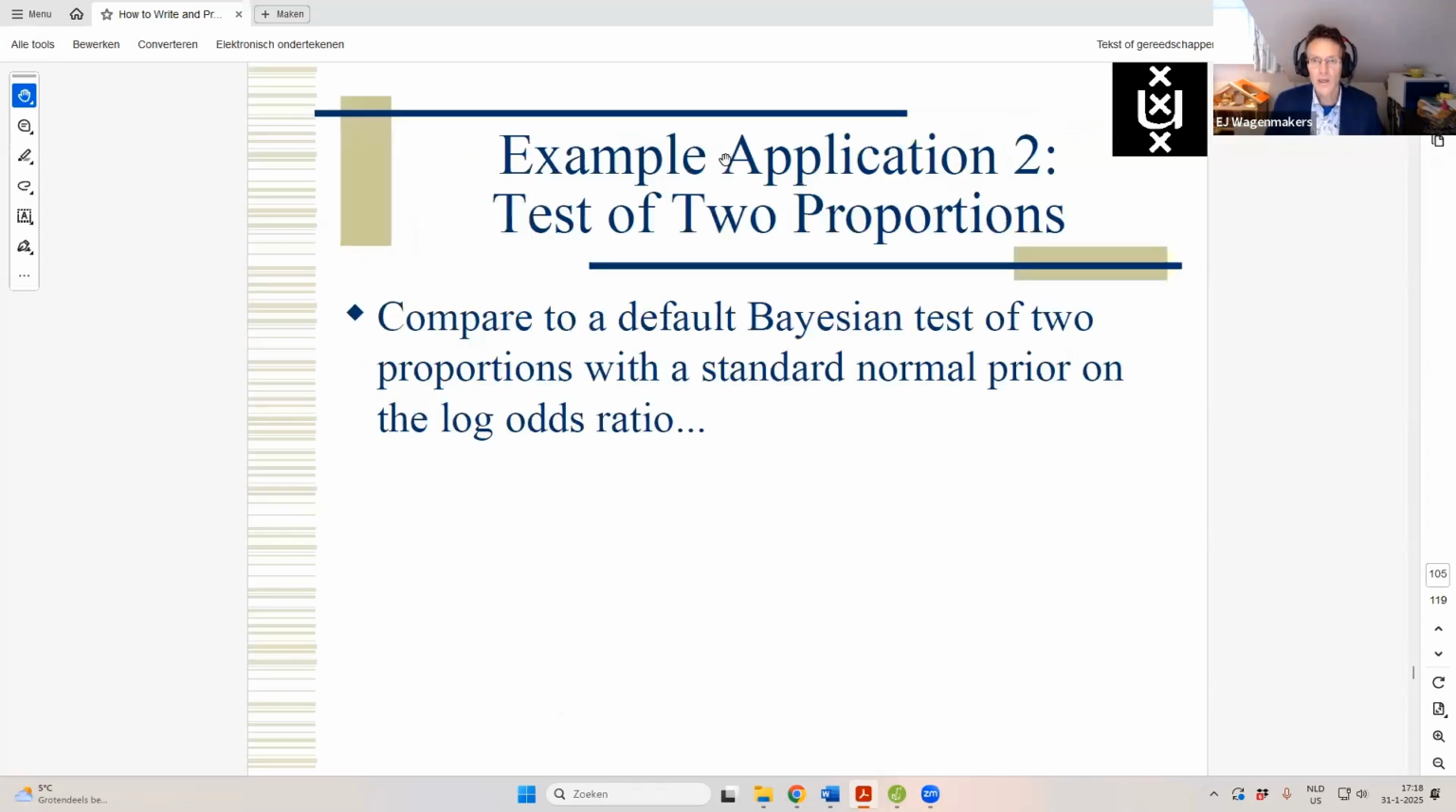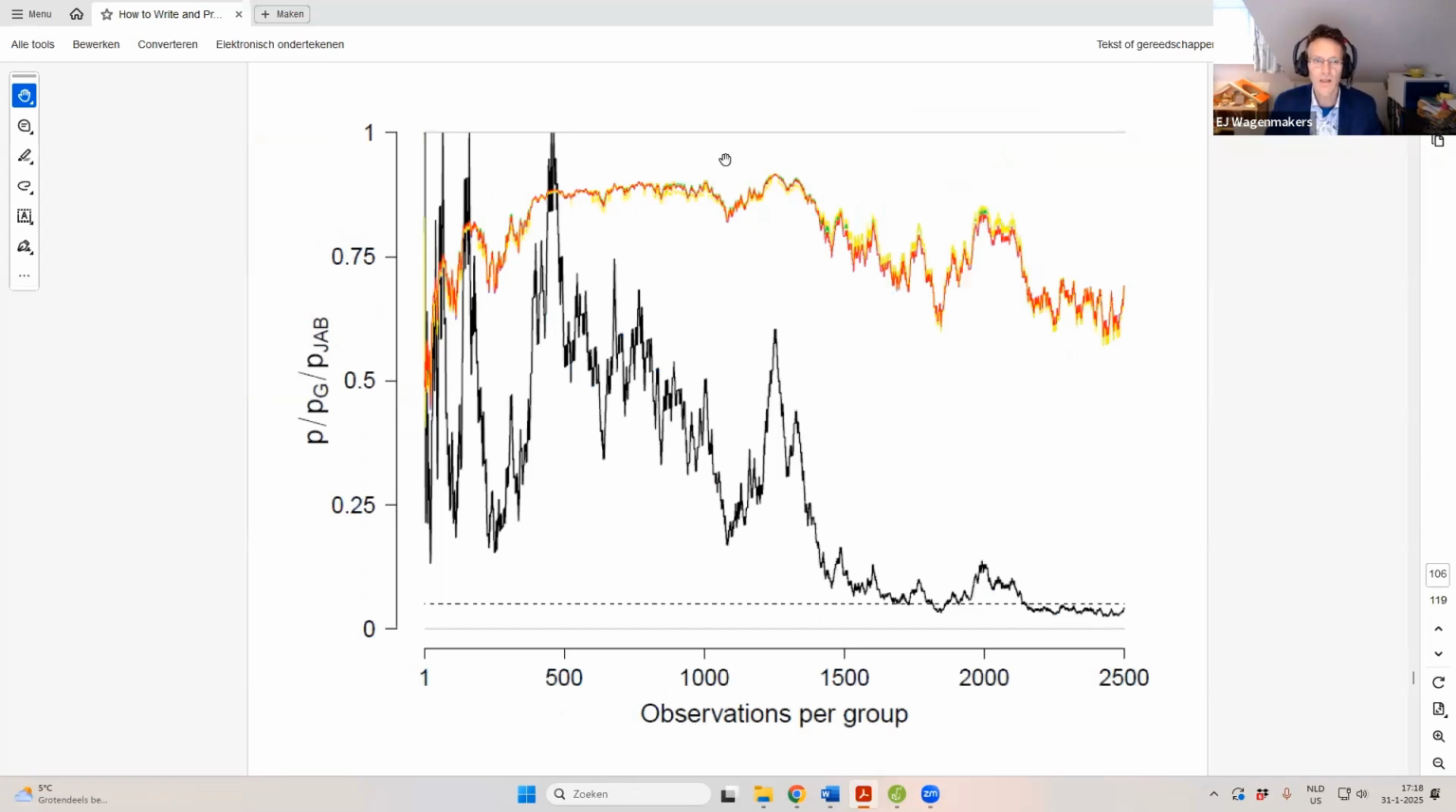Now let's look at another application, a test of two proportions. I used a particular default Bayesian test. I don't really want to get into it, but you see the same thing. The p-value meanders randomly and starts telling you here and over here, reject the null. But the approximate Bayes factor gives a different result, and the approximation is also very close to the real thing.